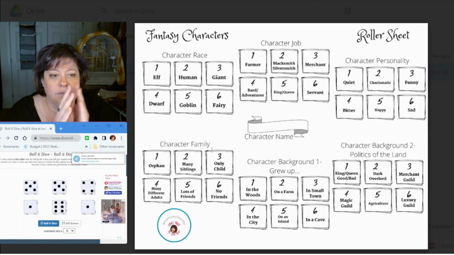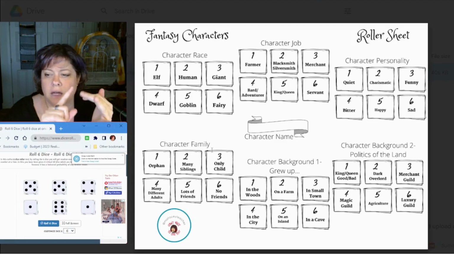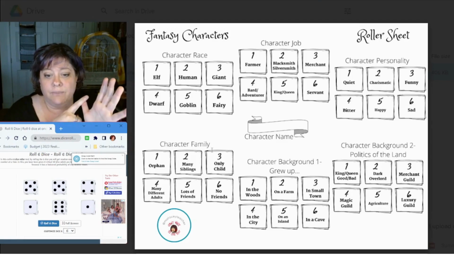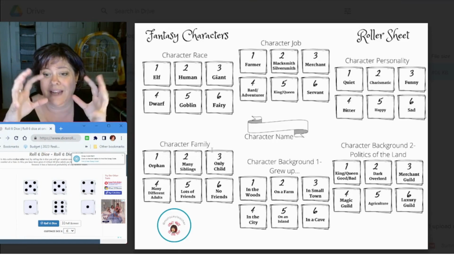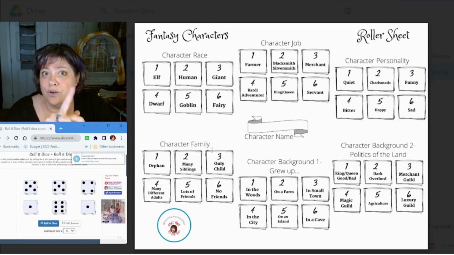Okay, let me do that again. Goblin, because we have 5, 5, 4, 1, 6, 1. So goblin, king, bitter person, orphan, if that matters in your story, born in a cave, grew up in a cave, and is a good or bad queen in the politics. It's your first story that you could write. Ready for your second one?